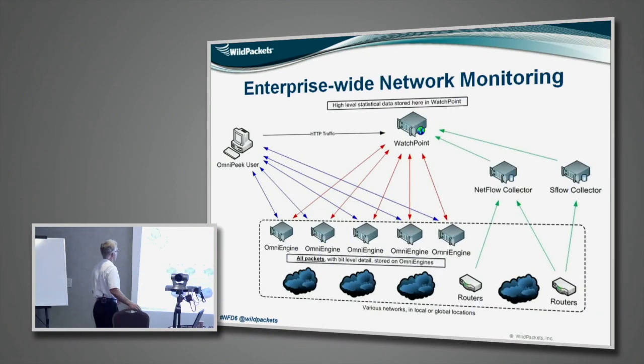So, from a diagrammatic perspective, the way we do this is we have our multiple appliances, and the way we showed this earlier was I was using OmniPeak and I connected to an engine, or to another engine, or to another engine. But now, with WatchPoint, we take our 1 minute samples, we bring them up to WatchPoint where there's a very large database, and we store that minute by minute data. We can also bring in data, like I said, from NetFlow and SFlow.